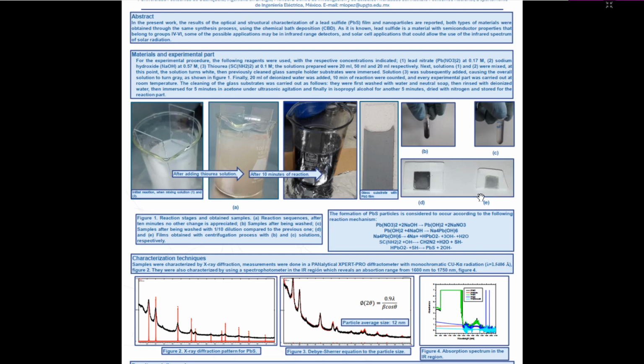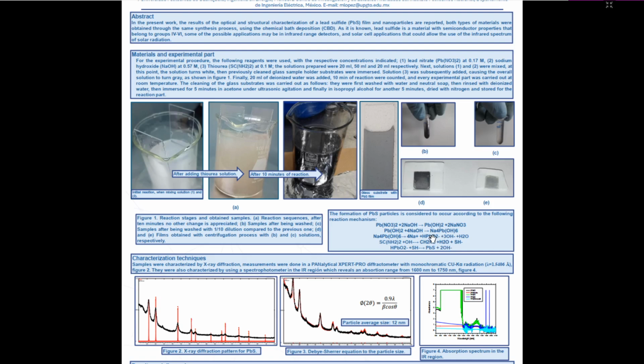Then previously cleaned glass sample holder substrates were immersed in these solutions. Solution 3 was subsequently added, causing the overall solution to start to turn gray, as shown in figure 1 also. Finally, 20 milliliters of deionized water was added, and we counted 10 minutes of reaction. Every experimental part was carried out at room temperature.